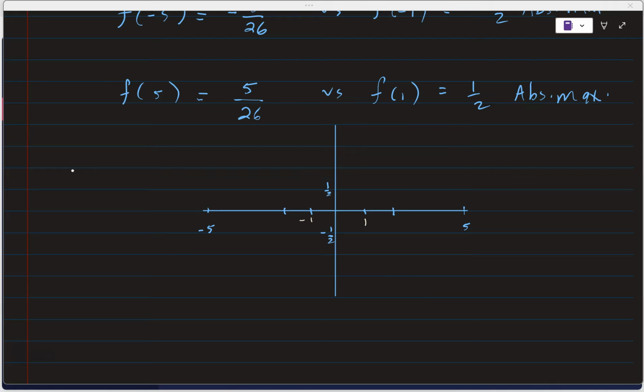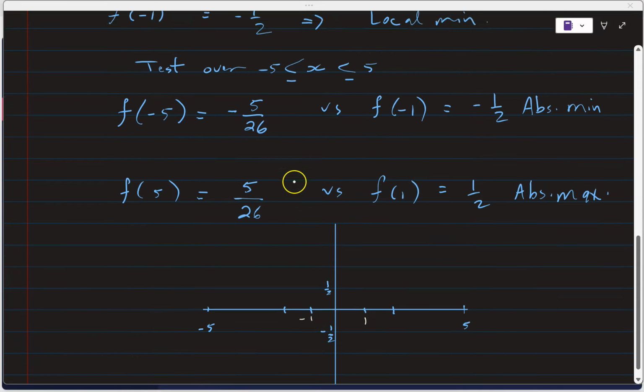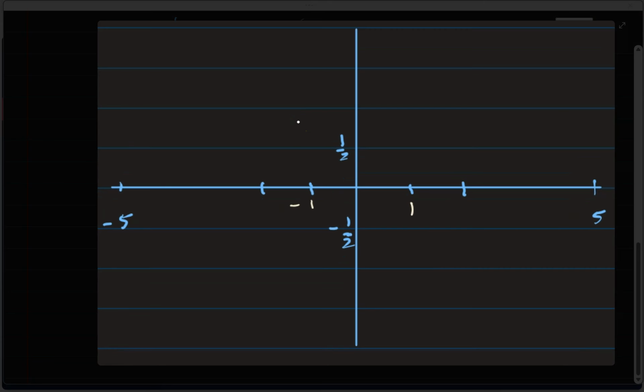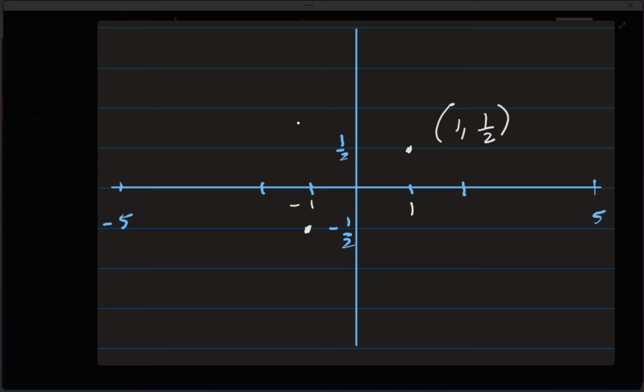We know that we have these coordinates (1, 1/2) and (-1, -1/2). Those are the absolute maximum and minimum. So let's plot those points. One is in here, one is in there. So this one is (1, 1/2), and this one is (-1, -1/2).